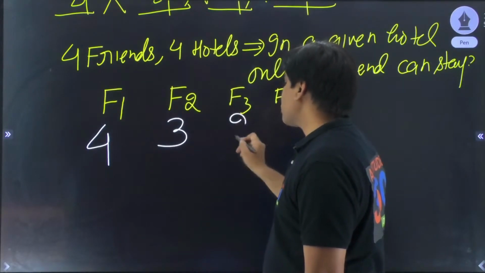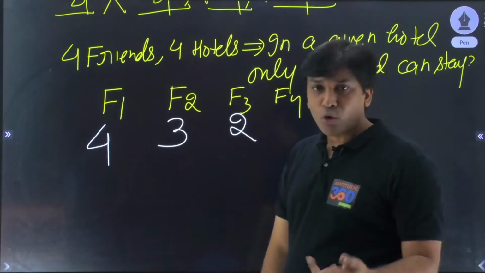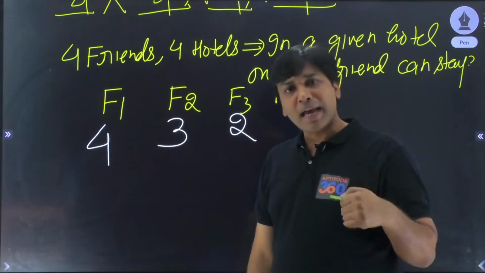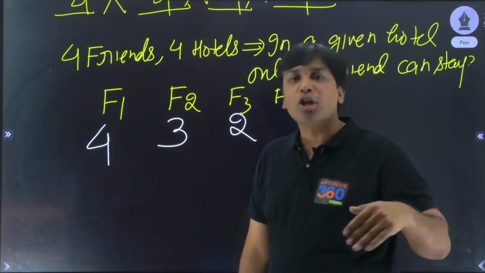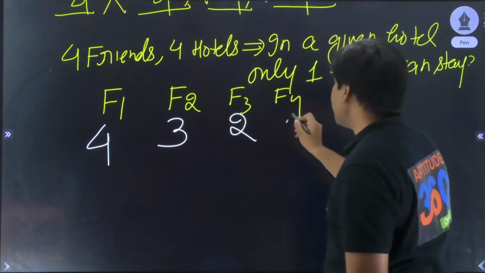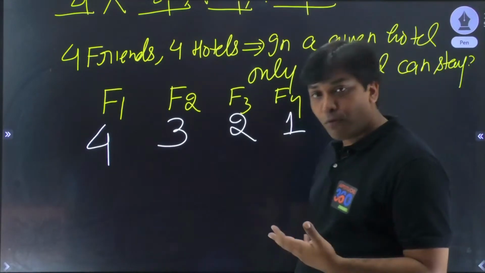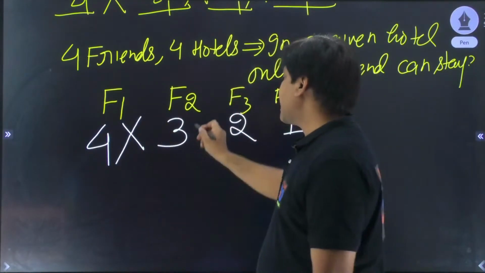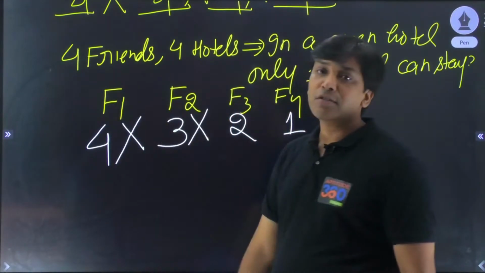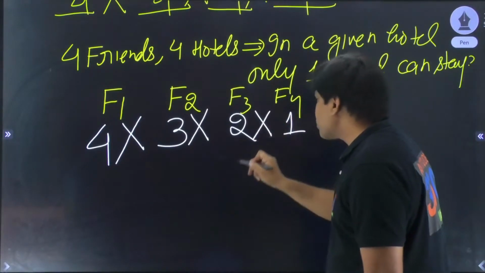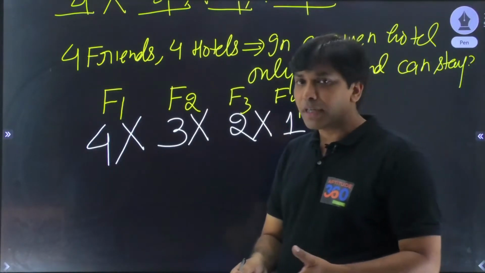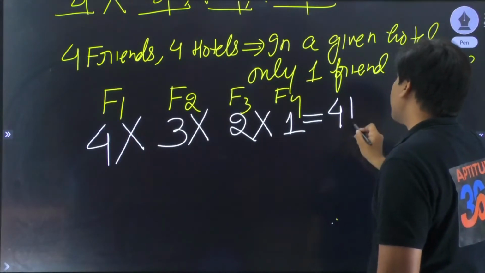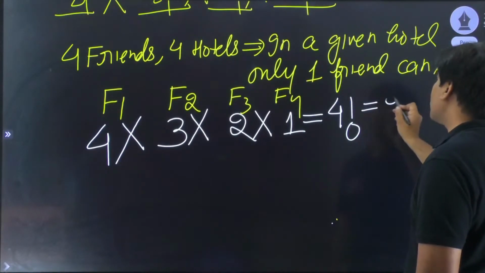So this person has 2 left, and will choose one of the 2. Now for friend 4 there is nothing to choose. When he comes, 3 hotels are already occupied. So friend 4 can stay in how many ways? 1 way. So friend 1 can stay in 4 ways. Friend 2 can stay in 3 ways. Friend 3 can stay in 2 ways, and the last friend can stay in 1 way. So what is this answer? I would say that this answer is 4 factorial or 24.